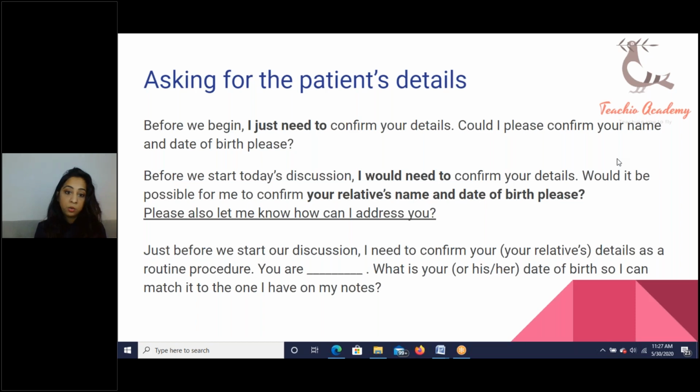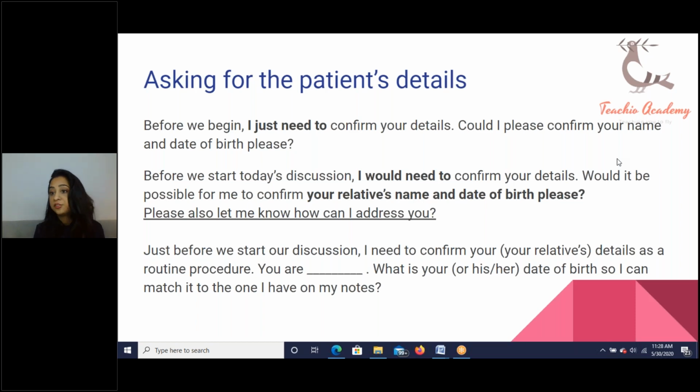Another option, which I like quite a lot. "Before we start today's discussion," and then you take a pause, "I would need to confirm your details. Would it be possible for me to confirm your relative's name and date of birth, please? Please also let me know how can I address you." So you can do that, especially where the person in front of you and your patient are two separate people.